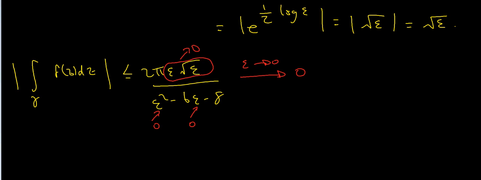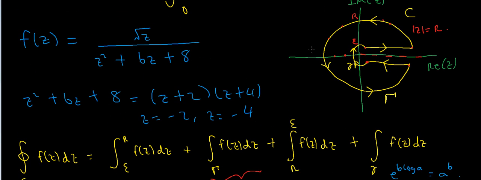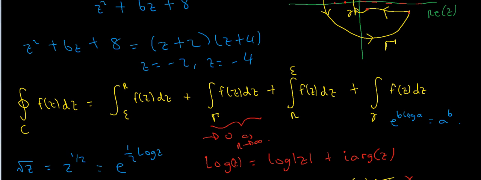So what we've shown is that both integrals taken over the arcs, so that's this big arc and this little arc, both of the contributions by those integrals are going to be equal to 0 in the limit. So this integral is going to go to 0 as epsilon tends to 0.